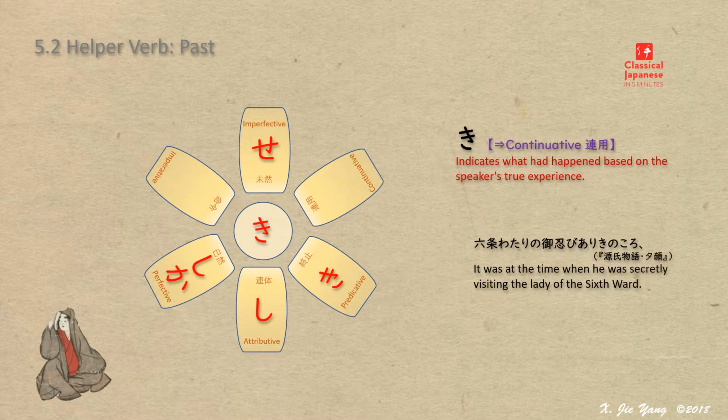First, ki indicates what had happened based on the speaker's true experience. Here is an example. 六条渡りの御忍びありきの頃. Briefly in modern Japanese, 六条あたりの家に人の目を盗んで訪ねていた頃. Ki follows the continuative form, and in this example, is in its predicative form to end a clause.